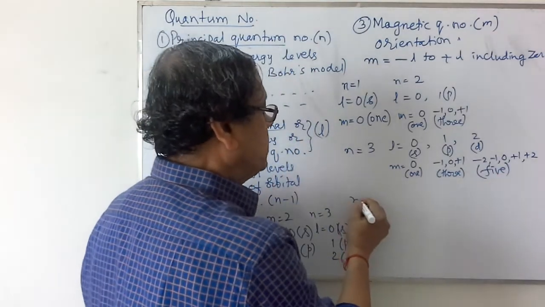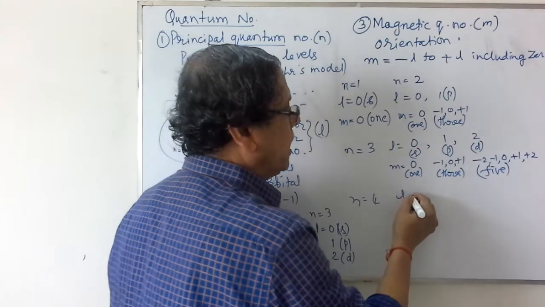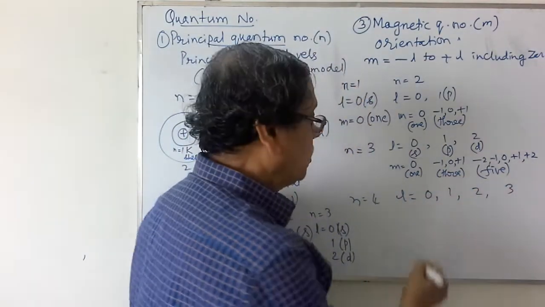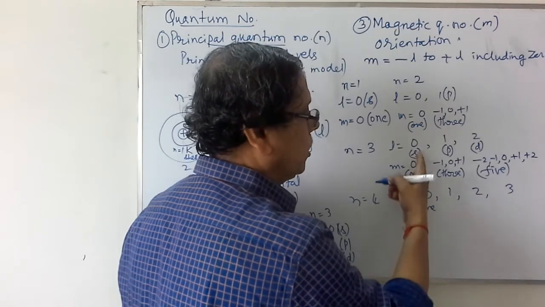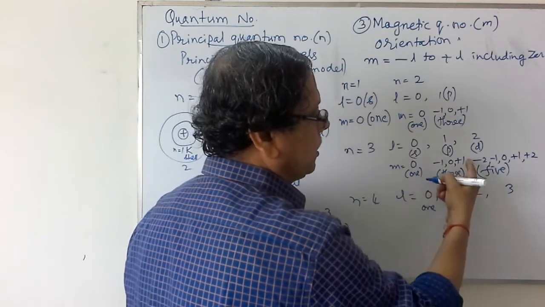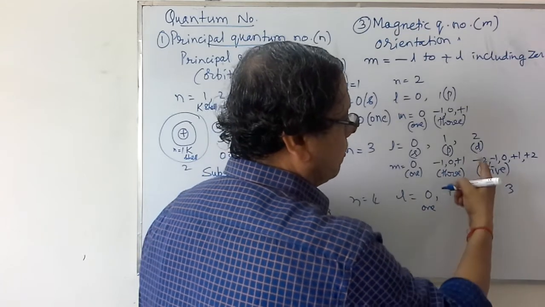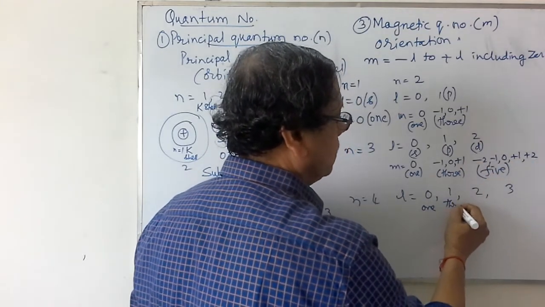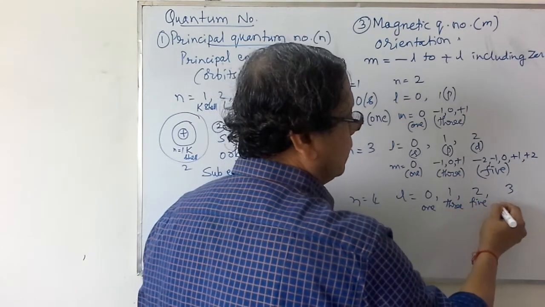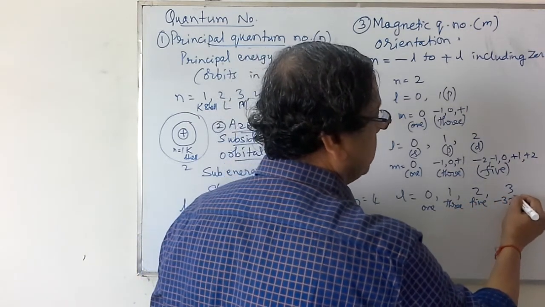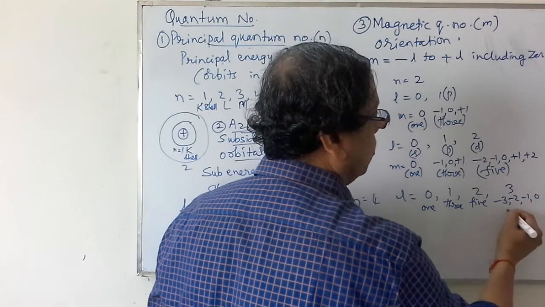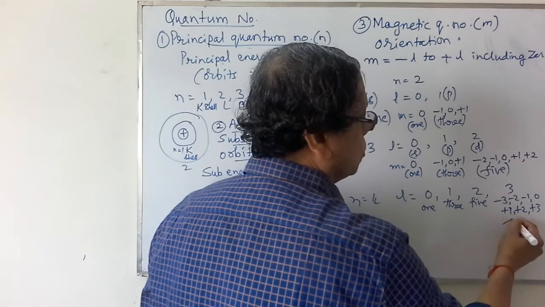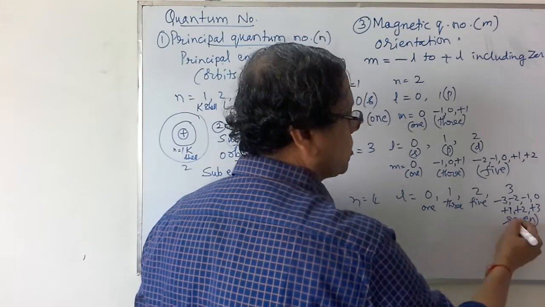And similarly, when N is equal to 4, L can have the values of 0, 1, 2, 3. For S, one orientation, that is only 0. Minus 1, 0, plus 1 for P. Minus 2 to plus 2 including 0, that is 5, for D. And for F, this is minus 3, minus 2, minus 1, 0, plus 1, plus 2 and plus 3. Totally there are 7 orientations possible.